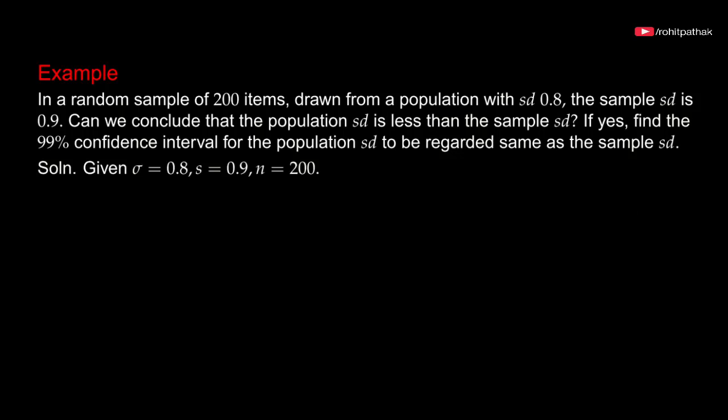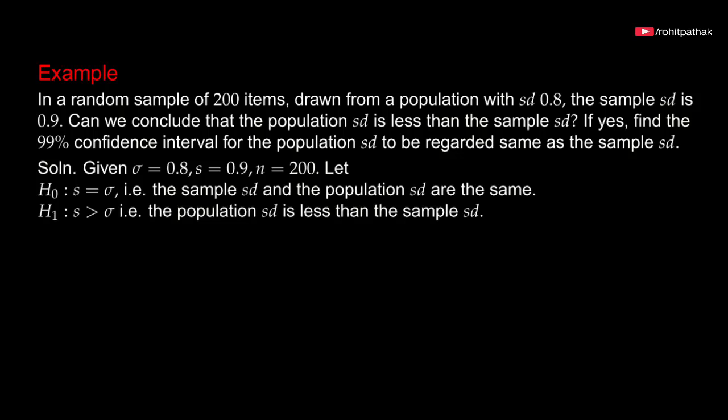So here, if we note down the data, sigma is 0.8, which is the population standard deviation. Sample standard deviation is 0.9 and sample size is 200. So here we set H0 as the sample standard deviation and the population standard deviation are the same, so S equal to sigma. And H1 we set as sample standard deviation is greater than the population standard deviation. That means the population standard deviation is less than the sample standard deviation.